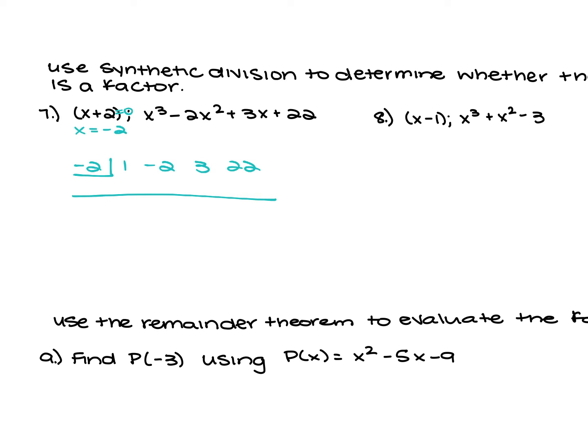That 1 drops down. 1 times negative 2 is negative 2. Negative 2 plus negative 2 is negative 4. Times negative 2 is 8. 8 plus 3 is 11. 11 times negative 2 is negative 22. 22 minus 22 is 0. Since your remainder is 0, your x plus 2 is a factor.